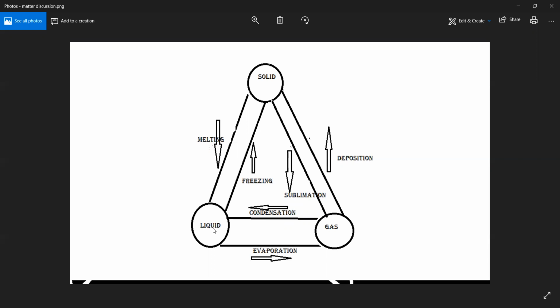Then we have another process called freezing. Freezing is the process by which liquid is changed into solid, the process by which liquid is changed into solid. And this one happens mostly when we are keeping things in the freezer, and when we are keeping things at a very cold temperature.